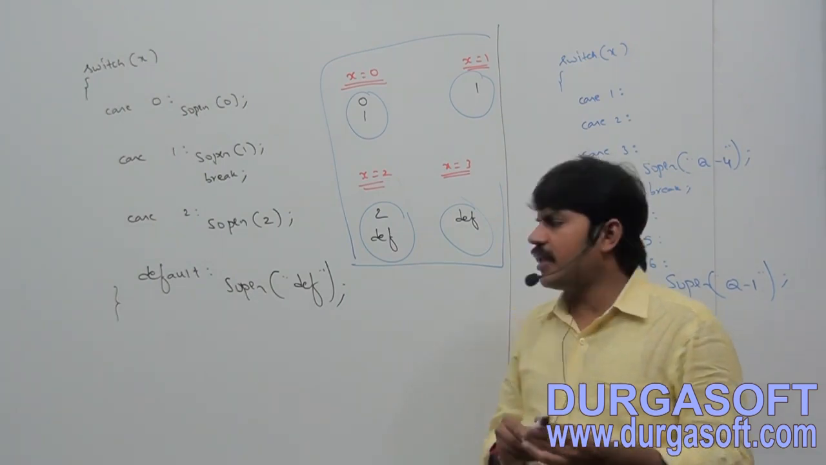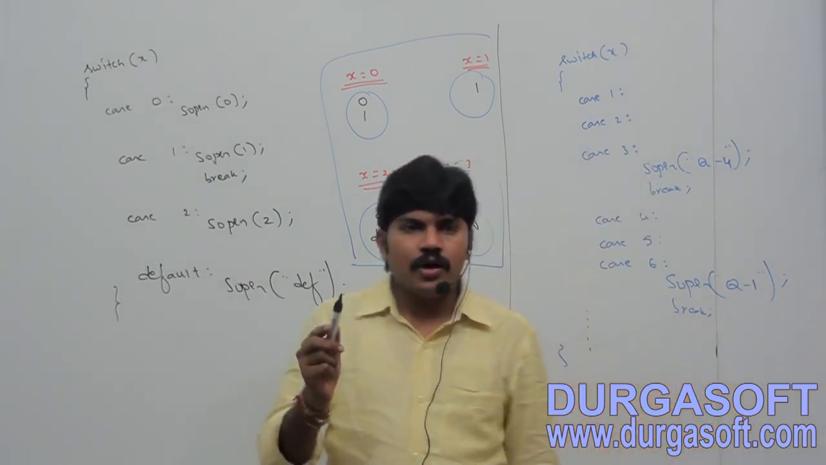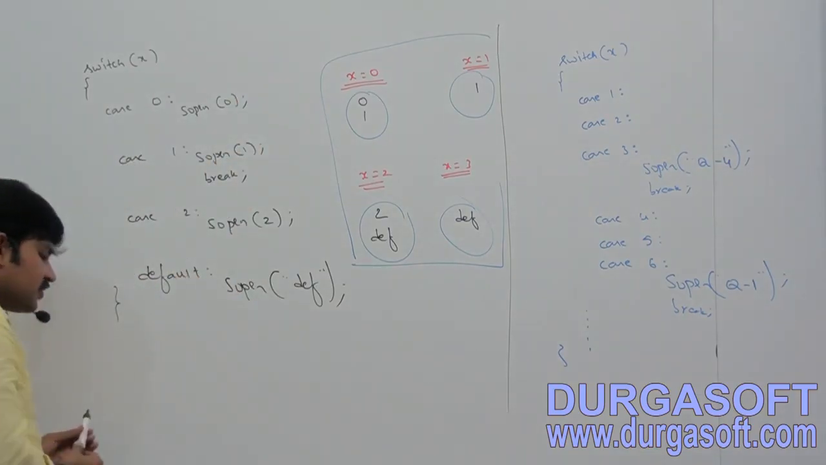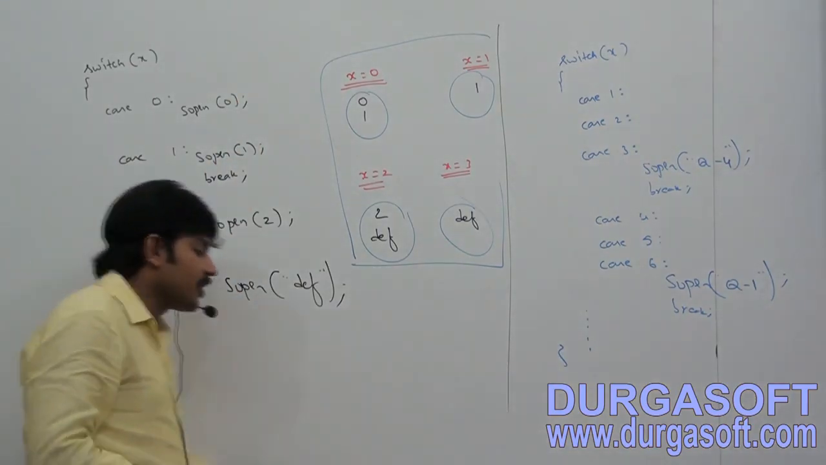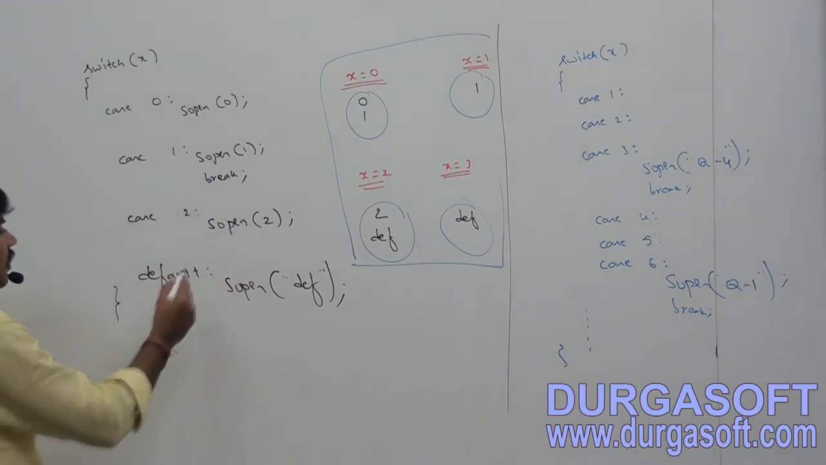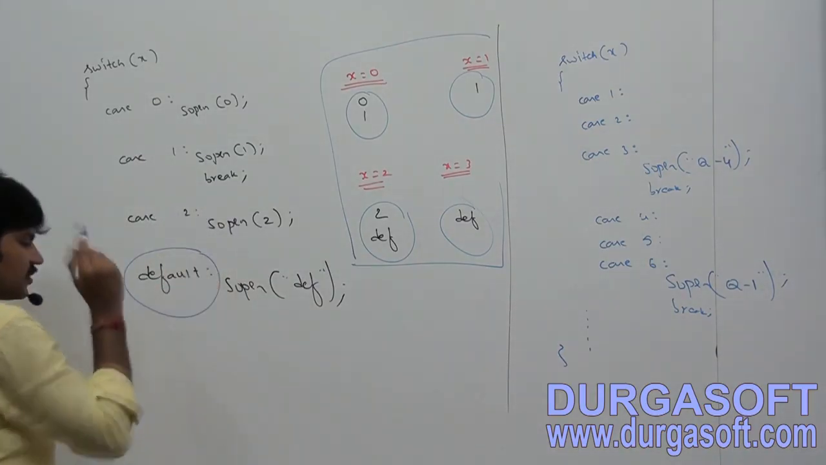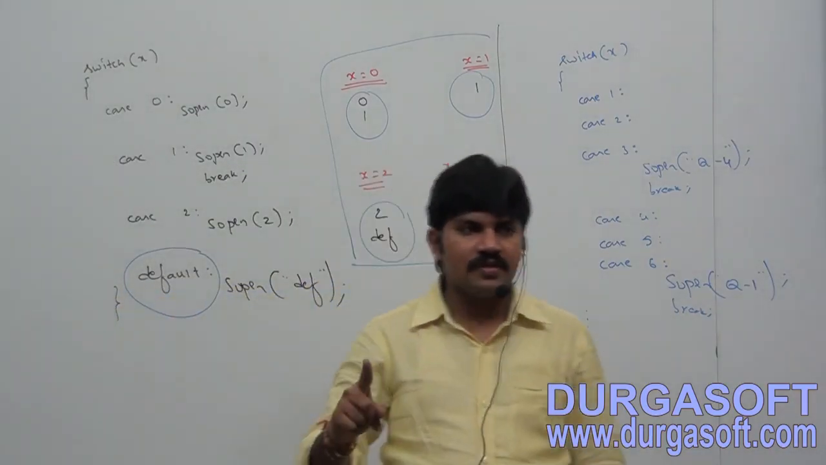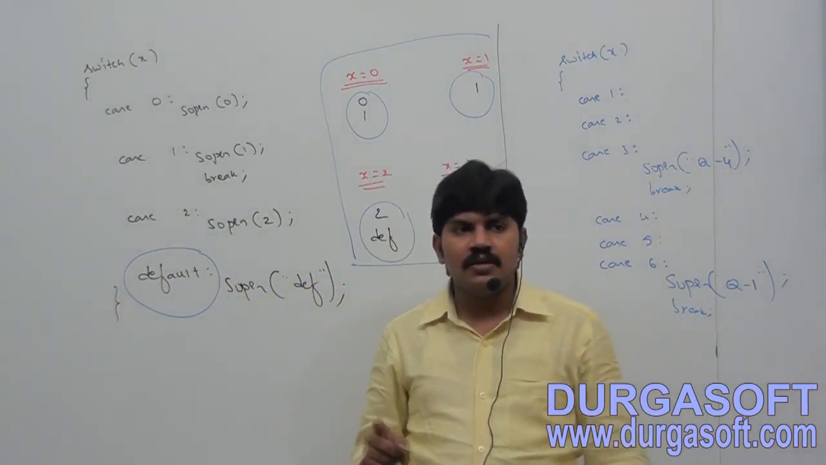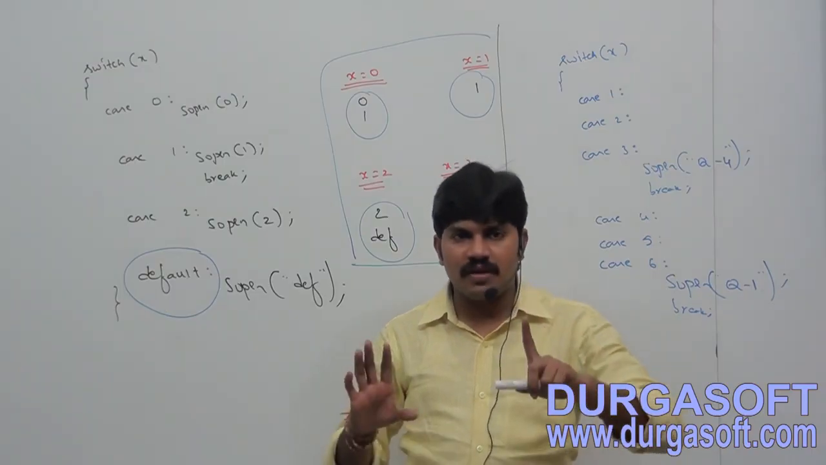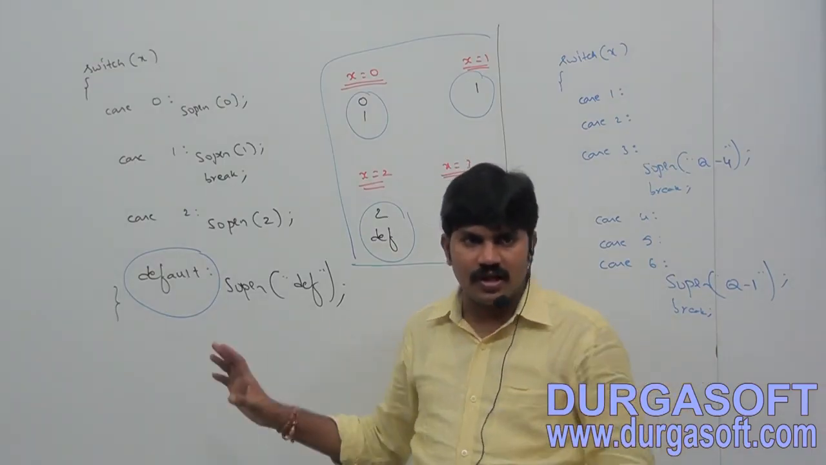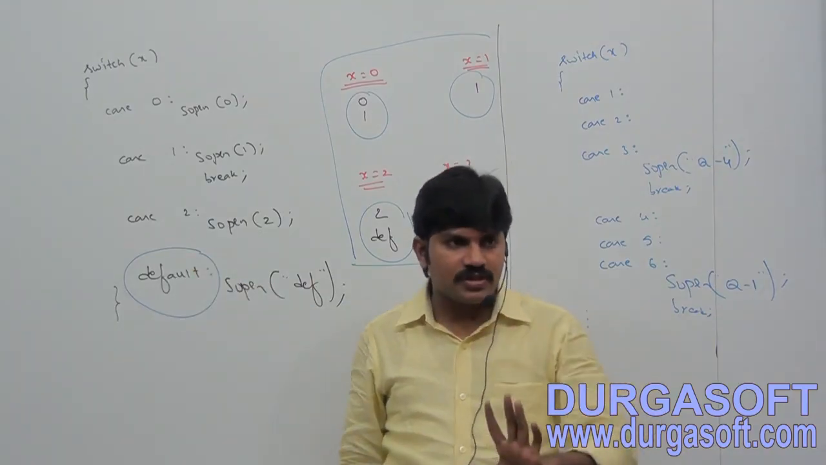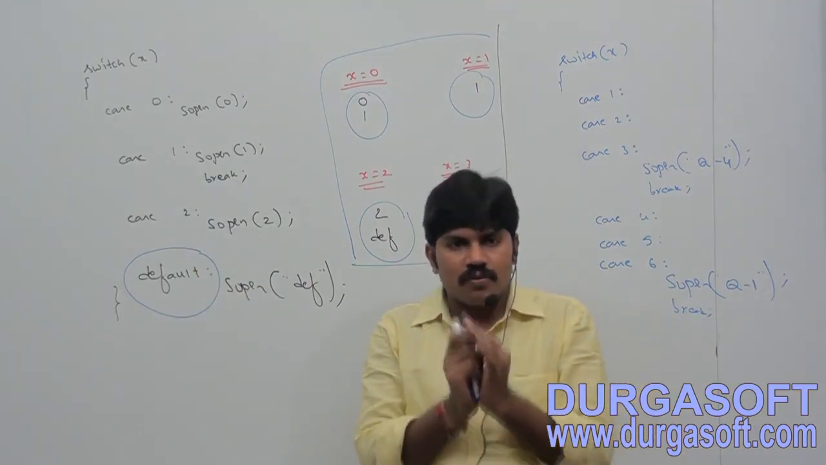Sir, can you tell within the switch how many times we can take a default case? We can't use the word "only once." It is recommended to use it at most once. What is the meaning of at most once? Either 0 times or 1 time. Within the switch, we can take a default case at most once.